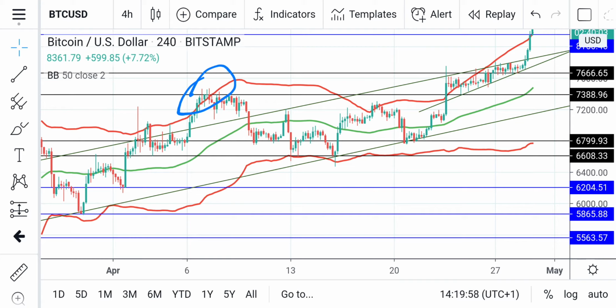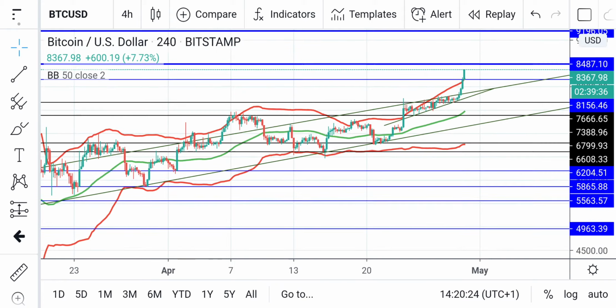So you want to see candlestick rejection around an area of resistance above the outer band to short. And you also want to see candlestick rejection around your lower trend line or area of support and the lower band to long. So that's how you use it for entries and exits of your trade.